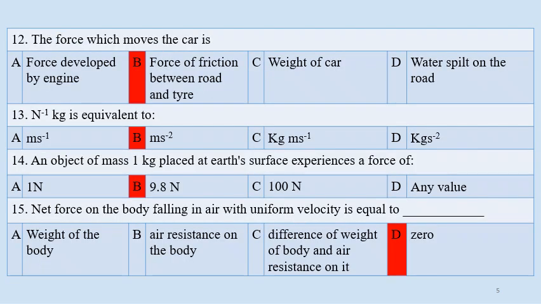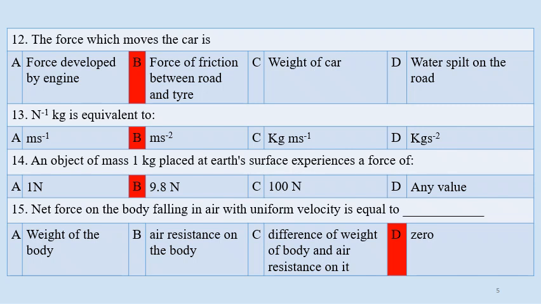Next question: The force which moves the car is the force of friction between road and tire. Why? The tire pushes backward on the road. The road pushes forward on the tire via friction, so the car moves forward. Why are the other options wrong? Force developed by the engine: the engine generates power but not a direct forward push. It needs friction to translate that power.